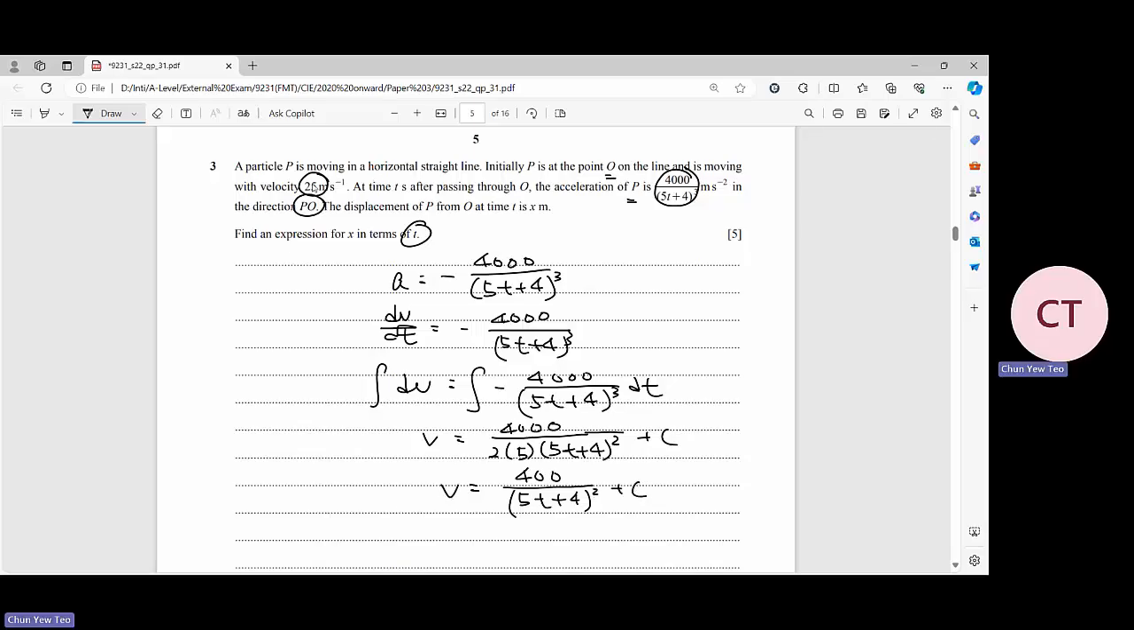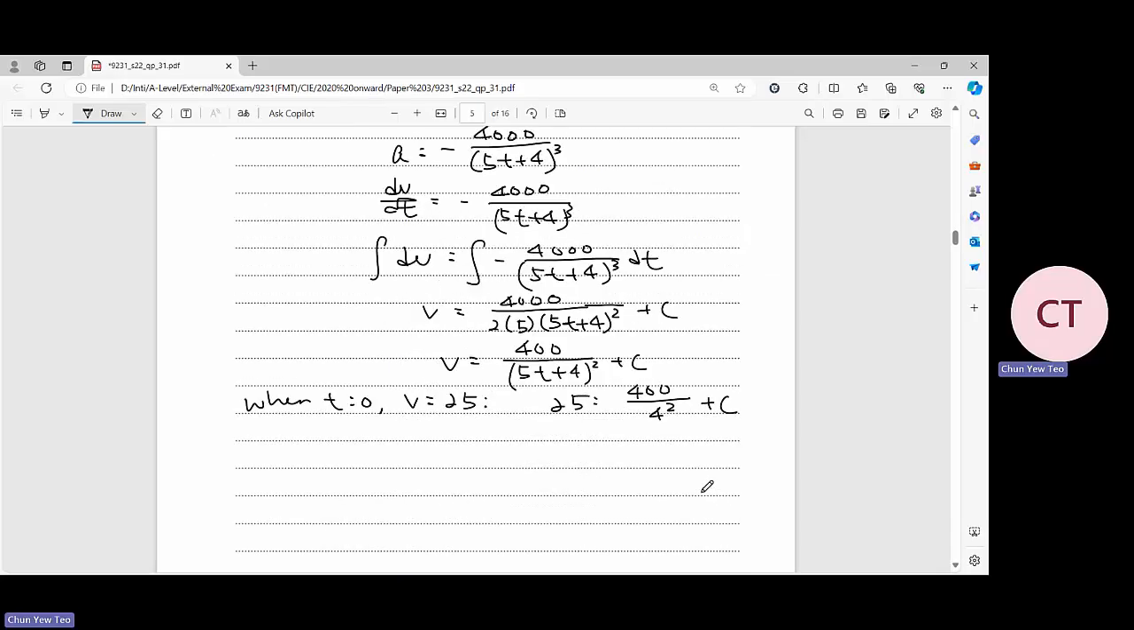So the question is telling you that at the beginning, when t equal to 0, your v is equal to 25. So you have 25 equal to 400 divided by 4 squared plus c. That gives you c is 0. So now the v is supposed to be like this, 400 over (5t plus 4) squared.